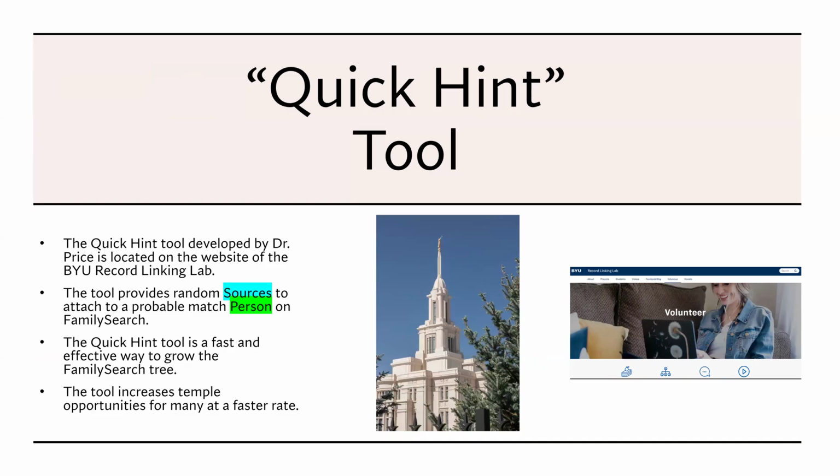So this is the quick hint tool. It was, like I said, developed by Dr. Price, and I told you it provides random sources, and you can match probable people on FamilySearch. What it does is it lines it up automatically, and they're fairly confident that the two will match. Not always, and that's why they need a human to see if it's matching, but it is a computer generated match and they think they're pretty close, and you just look through it and put it on there, but it increases the rate significantly.